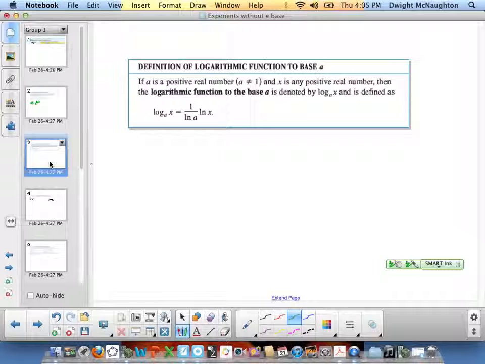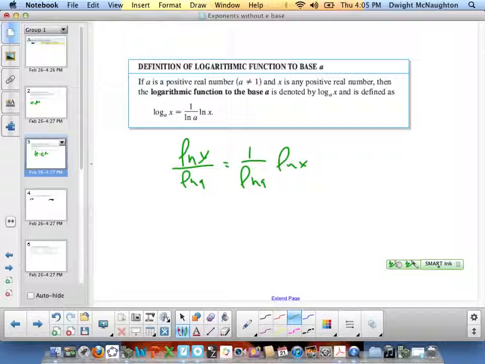For logs, we can rewrite using the change of base formula. Log base a of x we can write as the natural log of x over the natural log of a, which is really 1 over the natural log of a times the natural log of x. It's just change of base. This is really just a number, a constant.